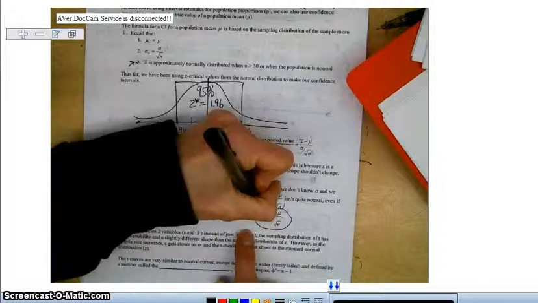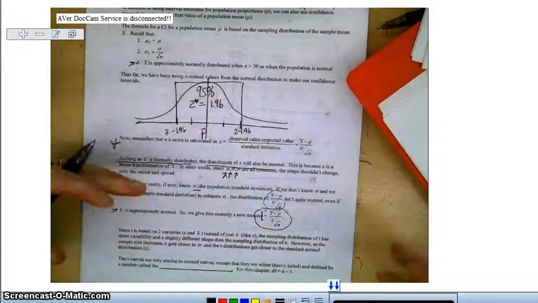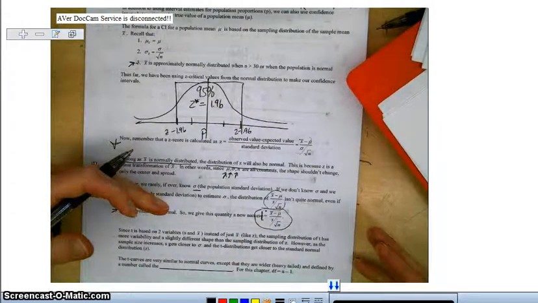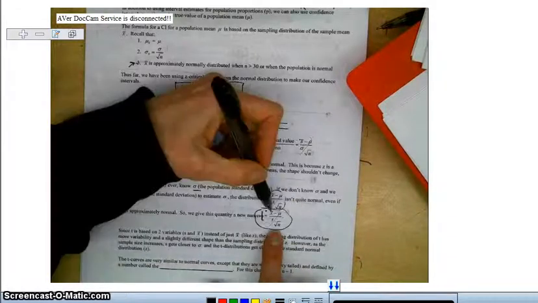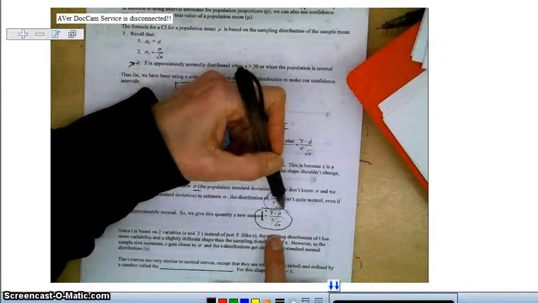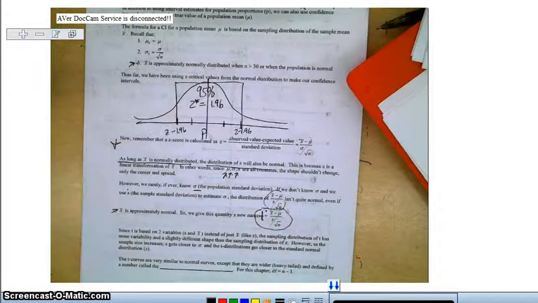So we call that t because it's not normal. It's not the z distribution anymore. But it's a very similar calculation. Observed minus expected over standard deviation. X minus mu over the standard deviation.